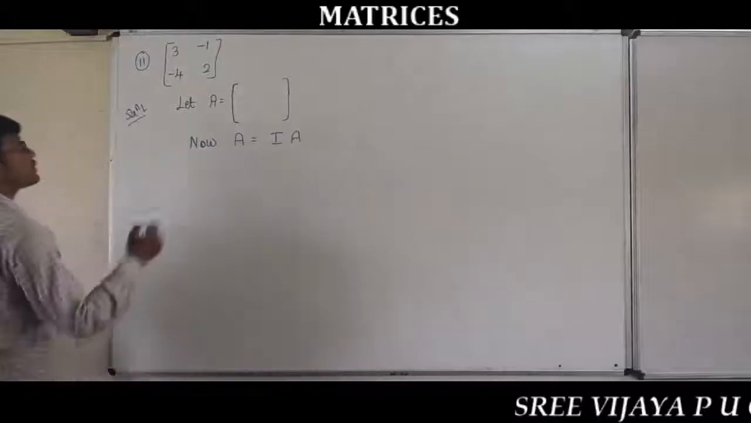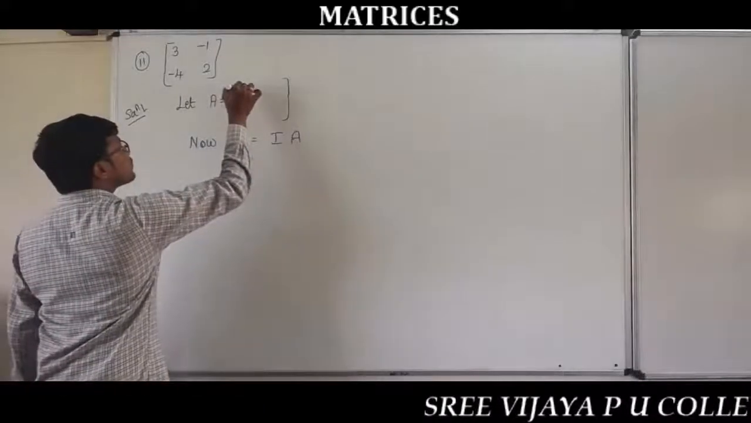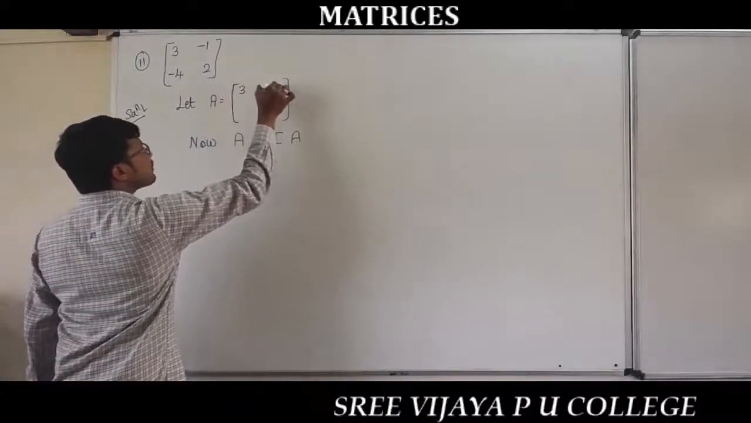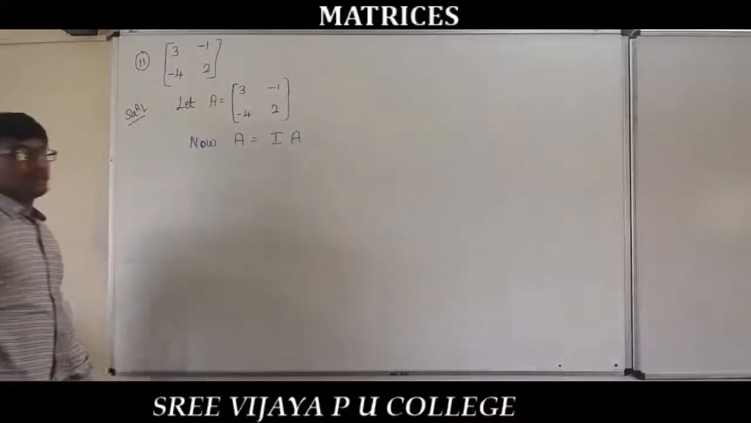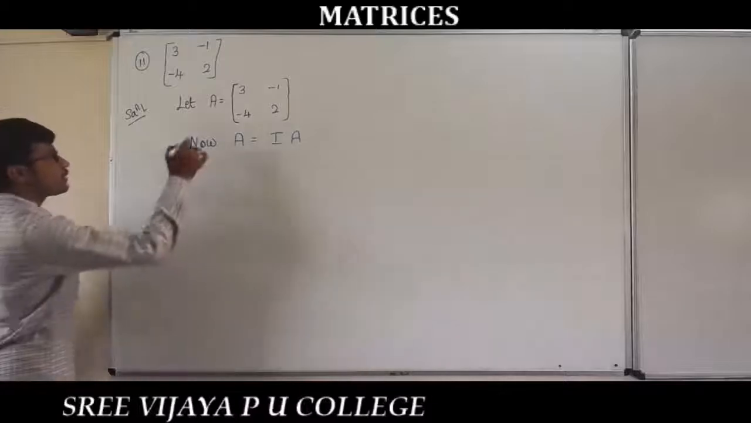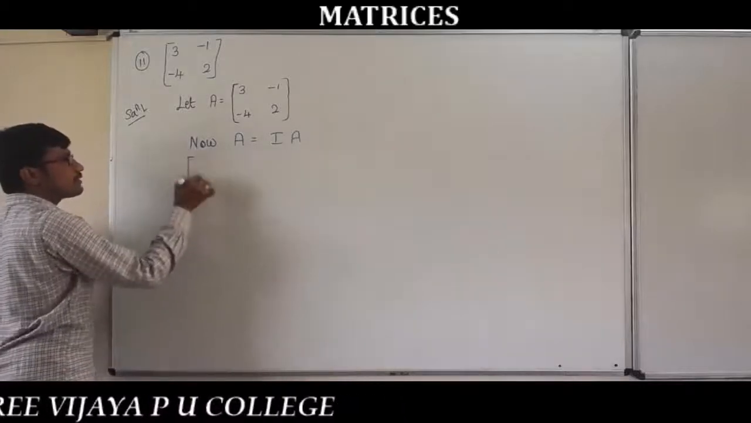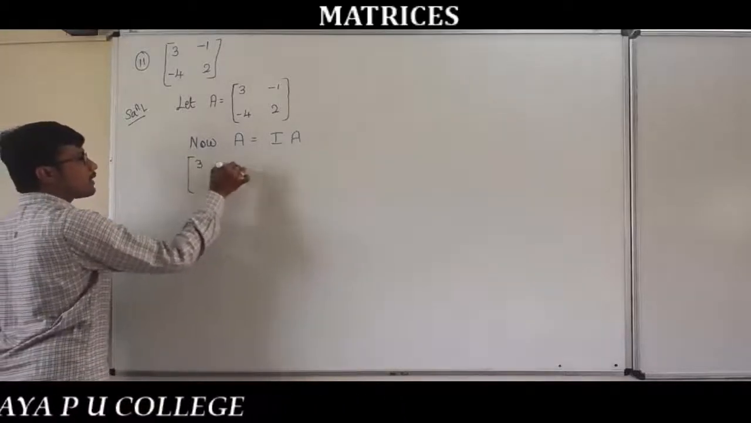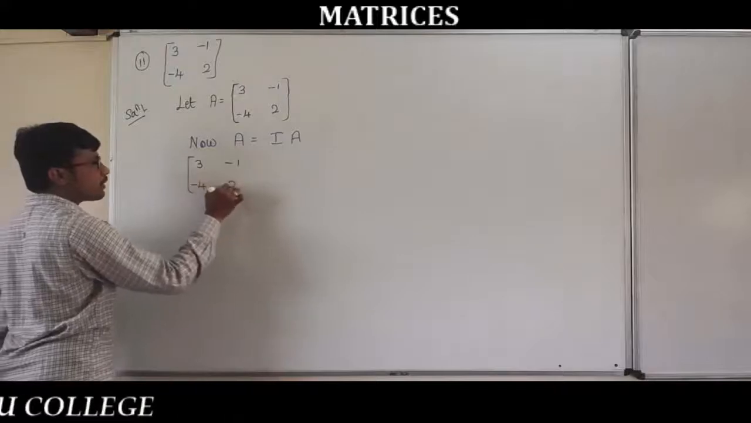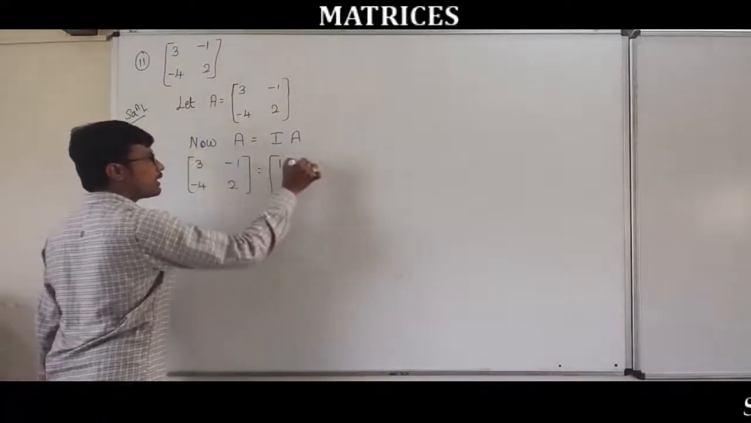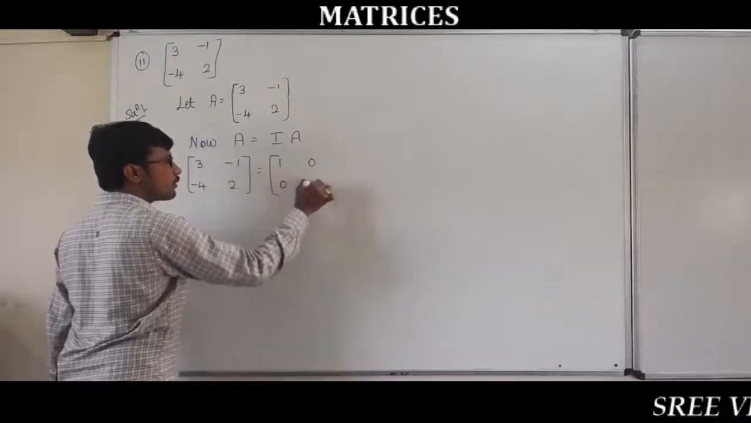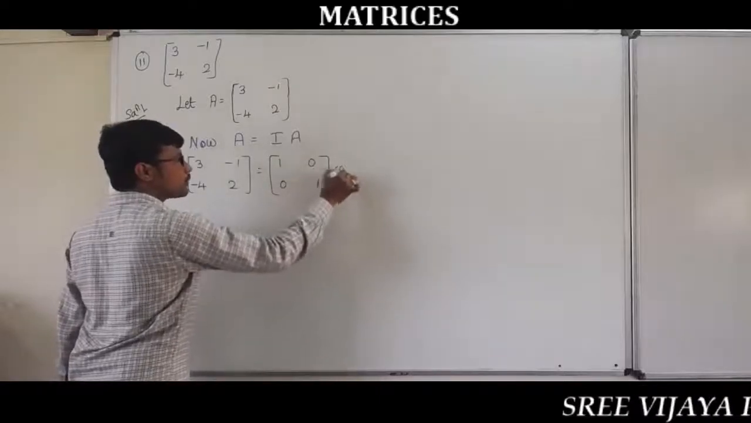Okay, let us take the solution. Let capital A equal 3, minus 1, minus 4, 2. You take that A equals I A. So A is 3, minus 1, minus 4, 2 equals, what is that? I is 1, 0, 0, 1 into A.